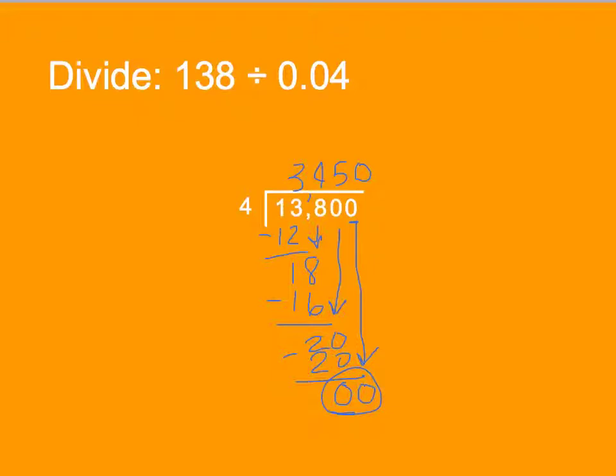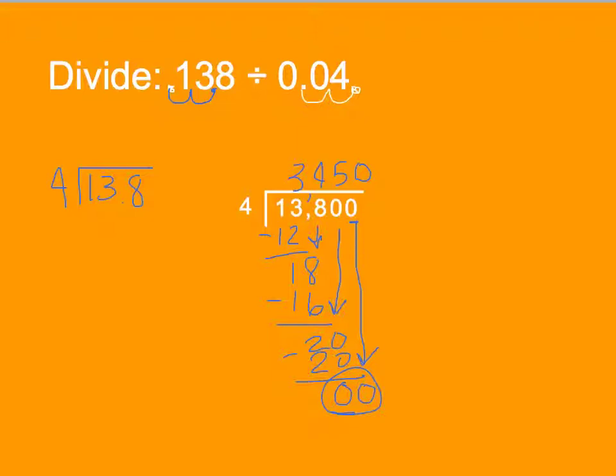Okay? I do want to point out one more thing before we wrap things up with this problem. Think for a second, if instead of 138, we had 138 thousandths divided by 4 hundredths. So we would do the same thing where we multiply our divisor by a power of 10 to get a whole number. But in this case, our decimal point in our dividend is at the very beginning. We'd move it over 2 times, just like we did with our divisor. So then we would have the problem of 13.8 divided by 4.